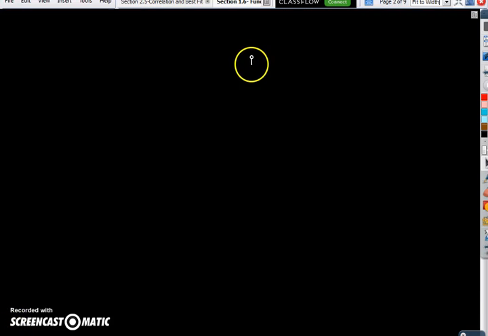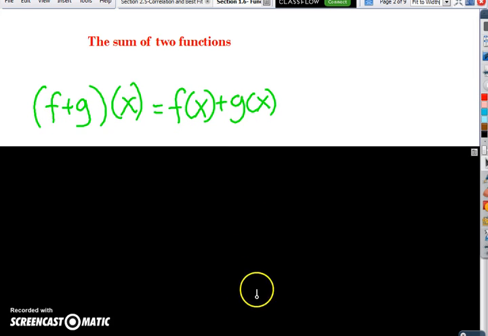So let's begin. The first on the docket is the sum of two functions. It can be written as f plus g of x, which equals f of x plus g of x. All you do is add up your functions. So you can see either notation, either this notation or this notation. That just means you add up the two function values and combine your like terms.